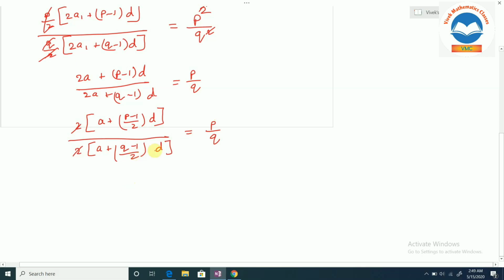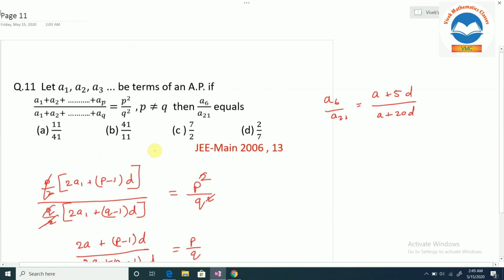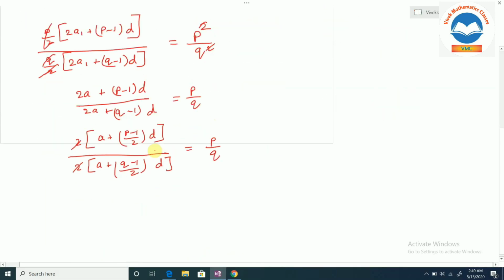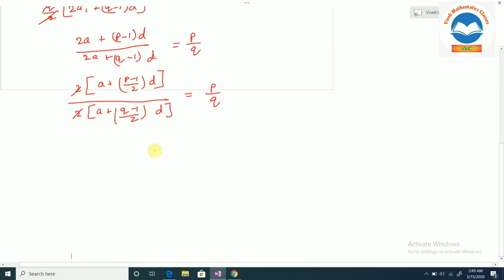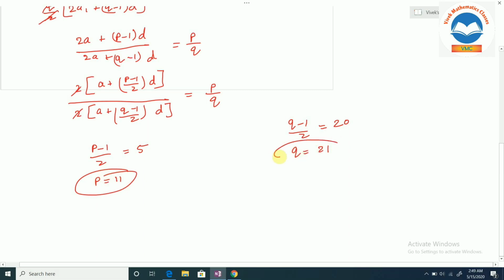Now if you compare with that, for A6 divided by A21, the coefficient of D should be equal to 5. Okay, it means what? Here (P minus 1) by 2 should be equal to 5, and (Q minus 1) by 2 should be equal to 20. Solve these both. From here you will get P equal to 10 plus 1, 11. What will be the Q value? 21. No, sorry, 41. 20 into 2 is 40 plus 1, 41.